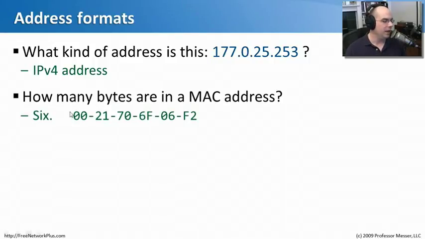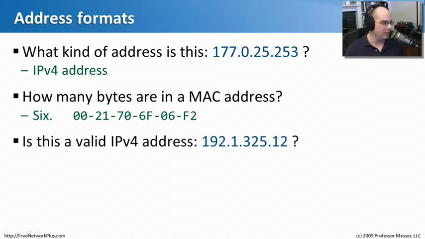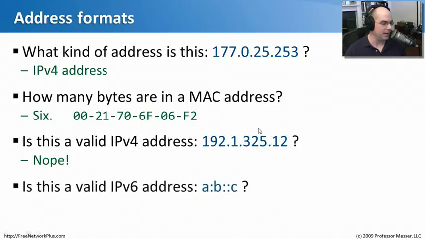And there's a good example of all 6 bytes written out individually in a MAC address. And our last questions, is this a valid IPv4 address? Oh, we have 2 questions left. Is this a valid IPv4 address? 192.1.325.12? No, it isn't, because 325 is well over that maximum number of 255 that we might have in an octet. Still, it's got 4 dotted decimals here. It's just that the decimal number is a little bit too high for the number of bits available in that particular octet.